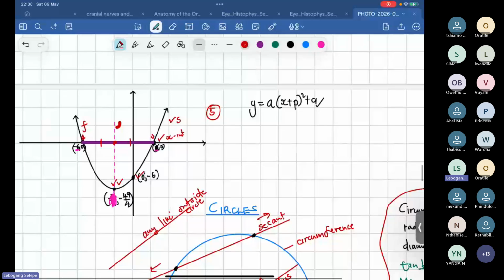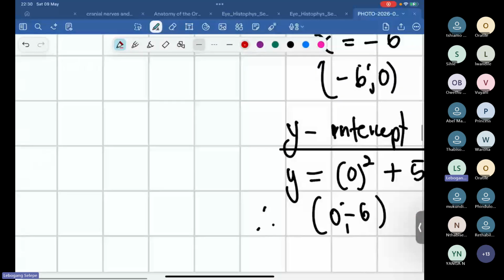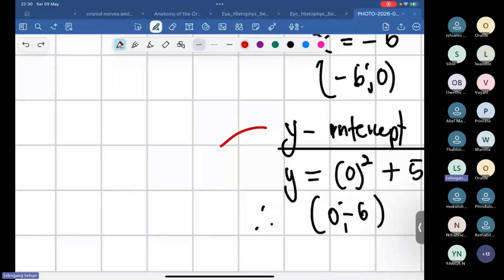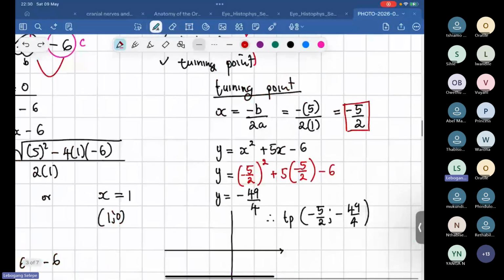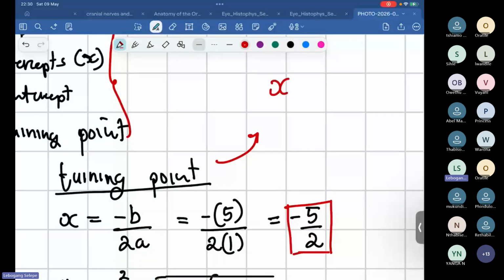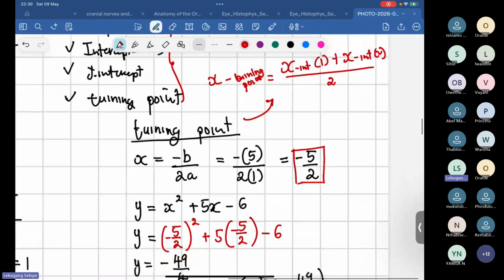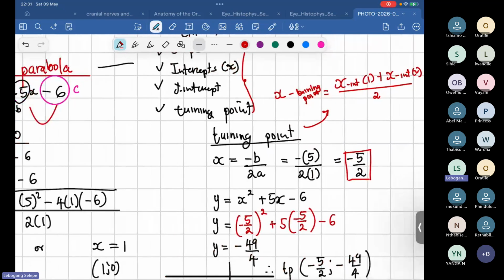So I'm just going to write it somewhere, determining the coordinates of the turning point. For the turning point, you take x-intercept number 1 plus x-intercept number 2 and divide by 2. That is going to give you the x value of the turning point. Don't forget this. You take the two x values of the x-intercepts, you divide by 2, and that should give you the x value of the turning point.